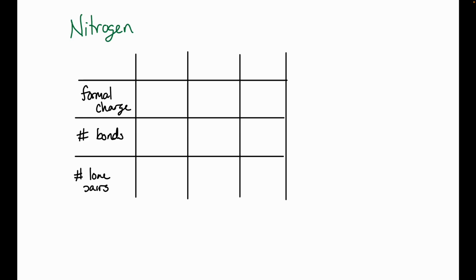All right, so nitrogen, we said if we're going to put a formal charge of 0 in the middle, that's when nitrogen likes to have 3 bonds and 1 lone pair. It's nitrogen in its most stable state. Doesn't necessarily have to be hydrogens.